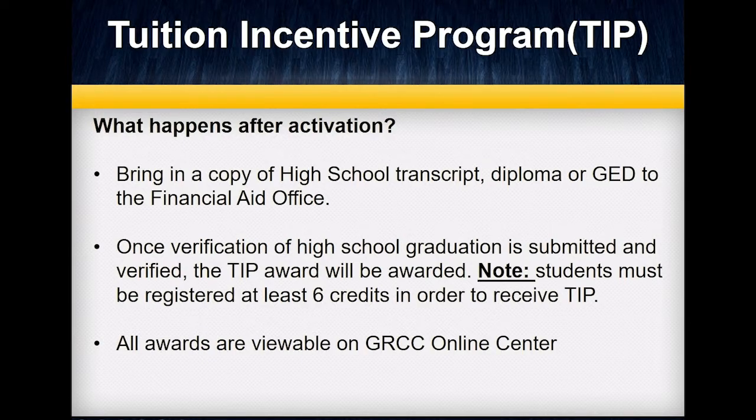What happens after you activate your Tuition Incentive Program? You'll need to bring a copy of your high school transcript, high school diploma, or GED to our financial aid office. We will then verify that you've graduated from the high school, and we will then give you an award. It's important for you to know that you have to be going at least half time, which is 6 credit hours, in order to receive TIP. And all awards are viewable on your online student center.